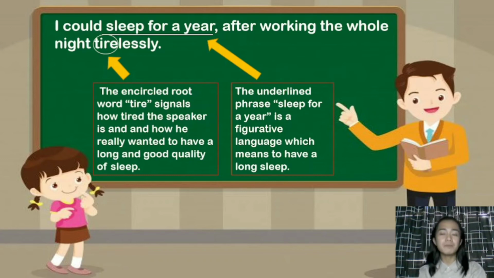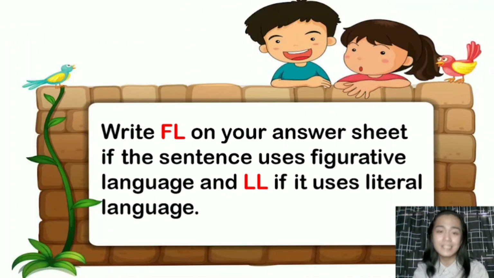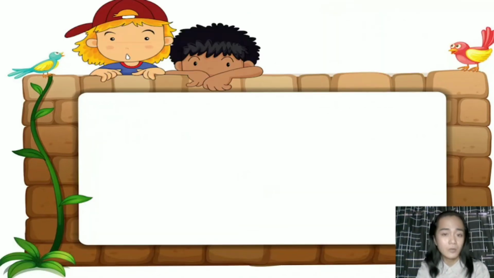Okay? So, yun yung ibig sabihin ng context clues, affix, and yung root words. Okay? So, I hope you understand the difference of the three. Now, let's try this, kids. I will read the instruction. Write FL on your answer sheet if the sentence uses figurative language, and LL if it uses literal language.